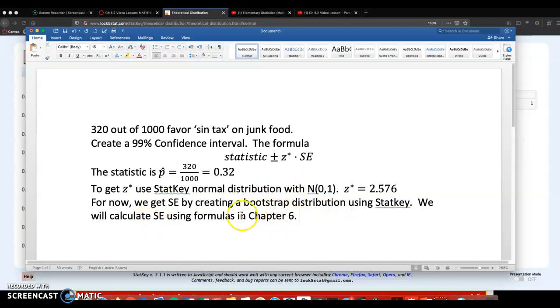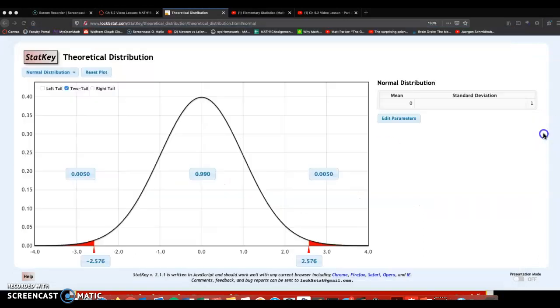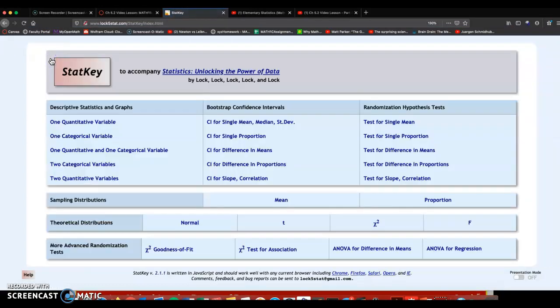We're going to go back to the more classic standard way of calculating these formulas, how people did statistical analysis 30 years ago, 40 years ago, 100 years ago without computers. They had to use these formulas. But for us, right now, either the standard error is given, or I need to go to the bootstrap confidence intervals and click on confidence interval for a single proportion.